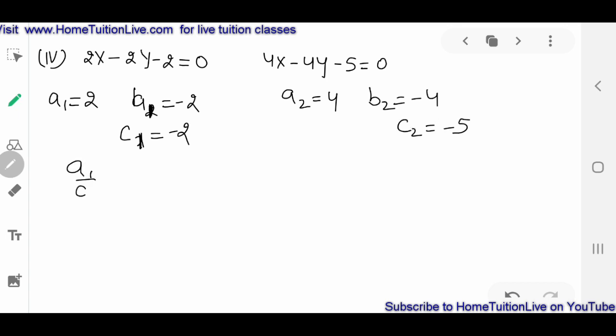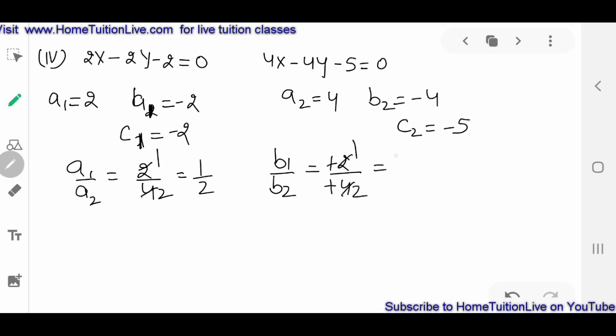a1 by a2 is 2 by 4, 2 1 ja 2, 2 2 ja 4, that is 1 by 2. b1 by b2, that is minus 2 by minus 4, 2 1 ja 2, 2 2 ja 4, that is 1 by 2. c1 by c2, that is minus 2 by minus 5, that is 2 by 5.